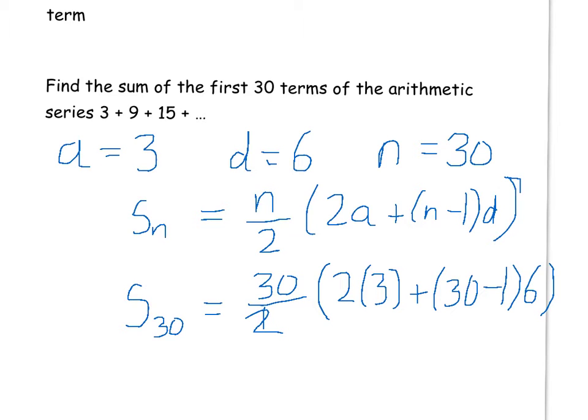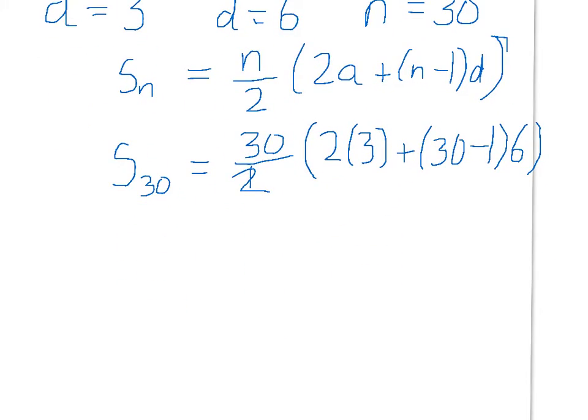So, let's just tidy this up a bit. So the sum of the first 30 numbers is equal to 30 divided by 2, which is 15. 2 times 3 is 6. And 30 minus 1 is 29. So we need 29 times 6.